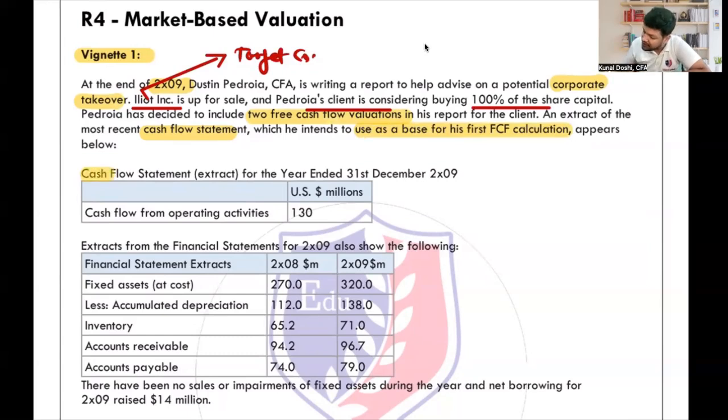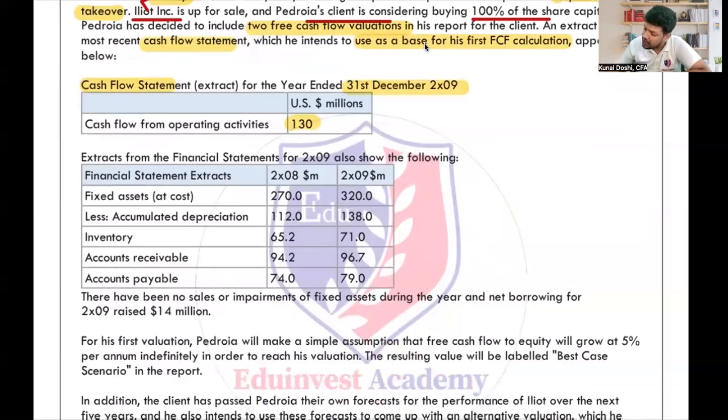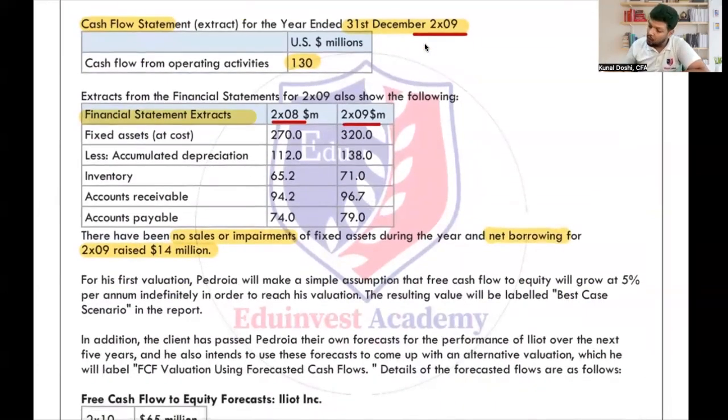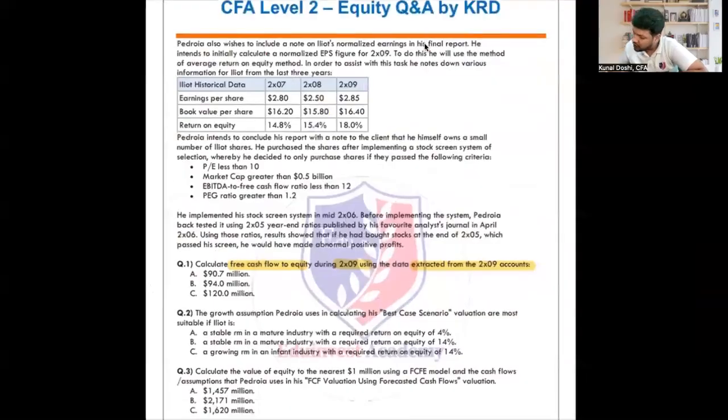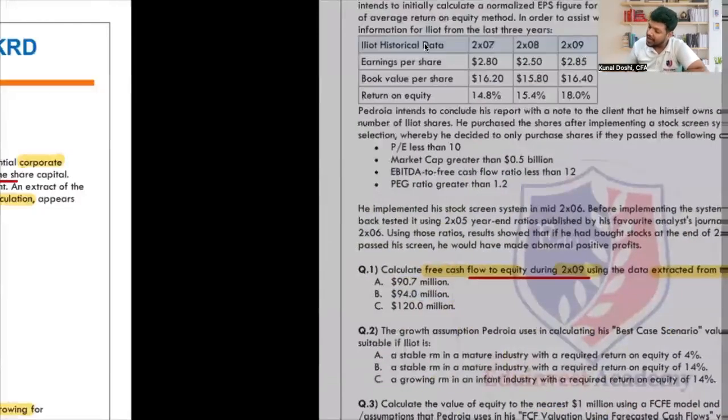Here we've been given the cash flow statement of the recent year, for which I have operating cash flow. This is my current year, 2009, the end of the period. And then I have the 2008 and 2009 financial statements; basically, these are my balance sheet extracts. Now, there have been no sales or impairment of fixed assets, and the net borrowing provided to me is 14 million. We were looking for free cash flow, but I just missed out on which one: we were looking for FCFE during 2009.